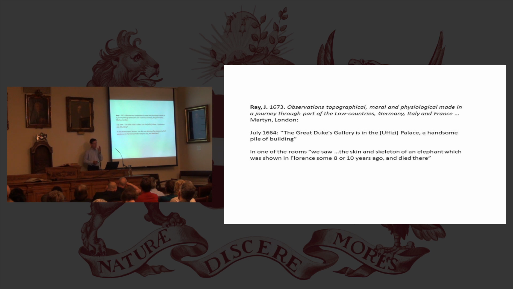You can skip down to the point, it's a chronological account of his travels, and in July 1664 they were in Florence. He said, the Great Duke's Gallery, which is in the Uffizi Palace, a handsome pile of a building, in one of the rooms we saw the skin and skeleton of an elephant, which was shown in Florence some 8 or 10 years ago and died there. And so the description in the quadrupedum of the elephant by Ray is based in part on this skin and skeleton which he saw in Florence during his travels.